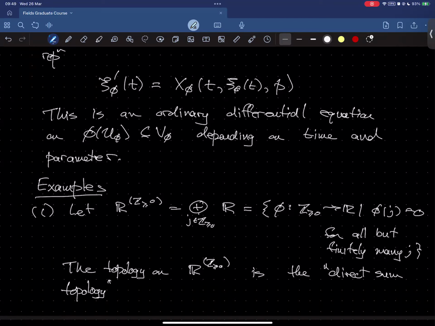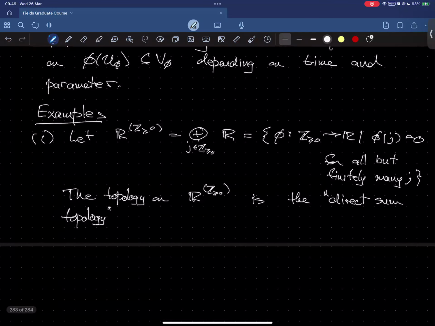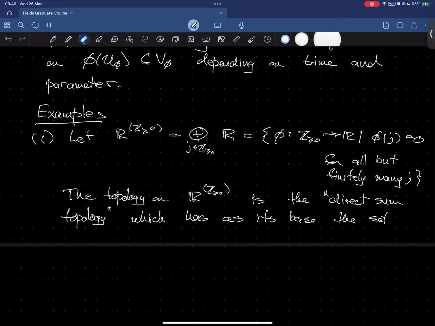And the topology in this case, things are a bit simpler because this is a countable direct sum. Topologies for non-countable direct sums are more complicated, which has as its base the set of the sets of the form.